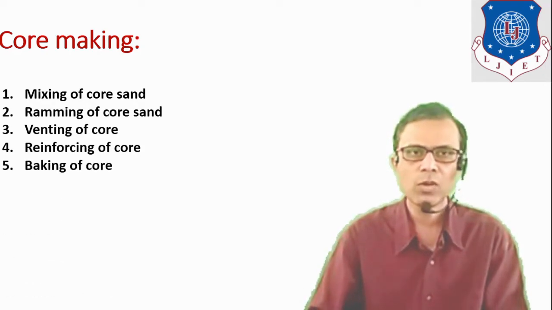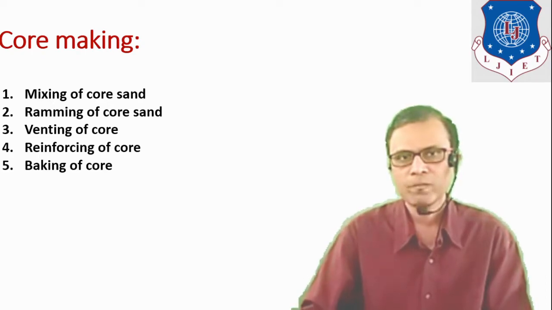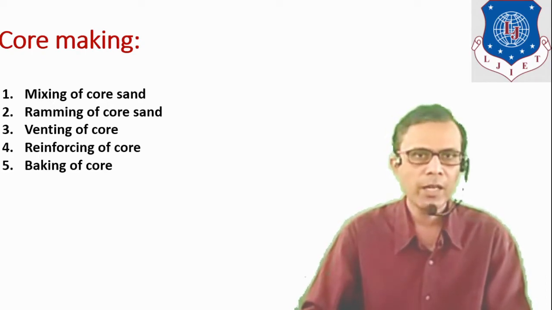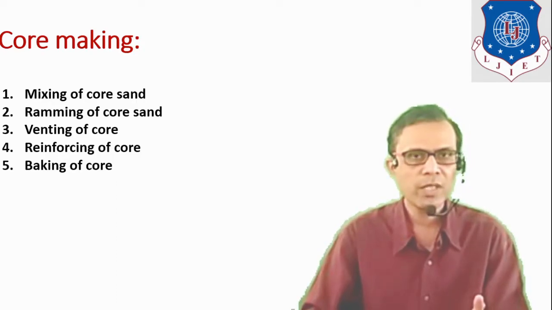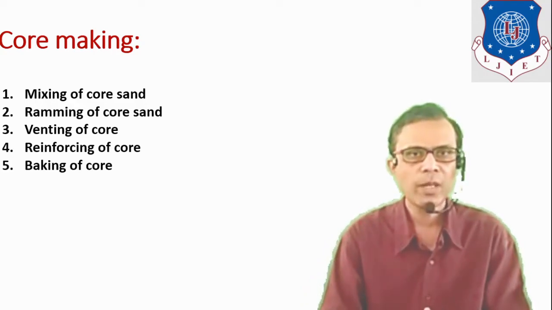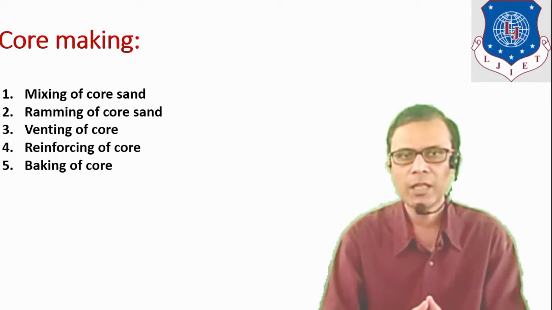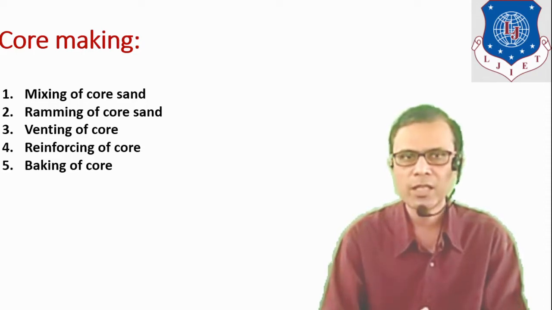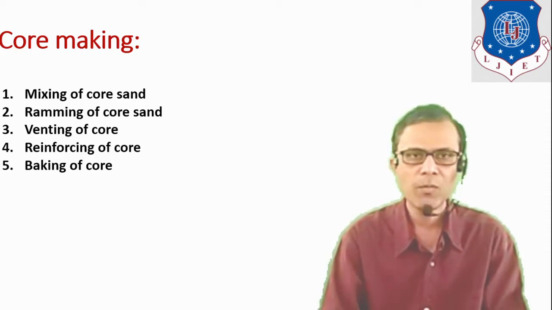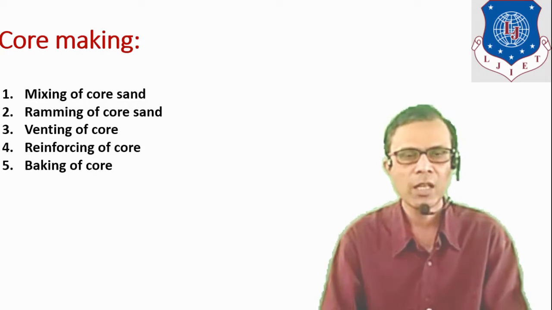Then baking of the core. This process is done in the oven, and the core can be heated up to 260 degrees Celsius. It is necessary to remove the moisture particles if they are present in the core sand, as it is mixed with the clay also. It may contain some moisture particles which are necessary to remove. So up to 100 degrees Celsius, all those moistures can be removed, and further it can be heated up to 260 degrees Celsius, so it will have good strength.